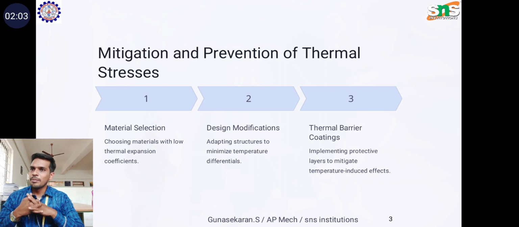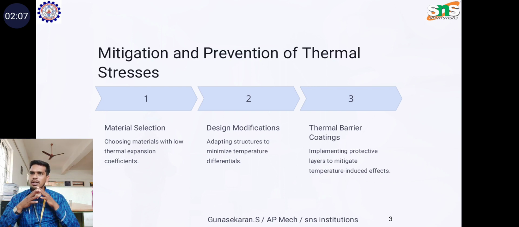induced effects. That means materials with compatible coefficient of thermal expansion, and designing structures with expansion joints to accommodate thermal movement, and incorporating thermal insulation to minimize temperature differential.